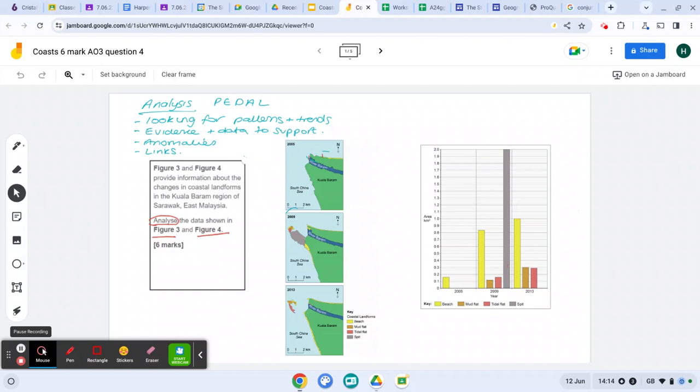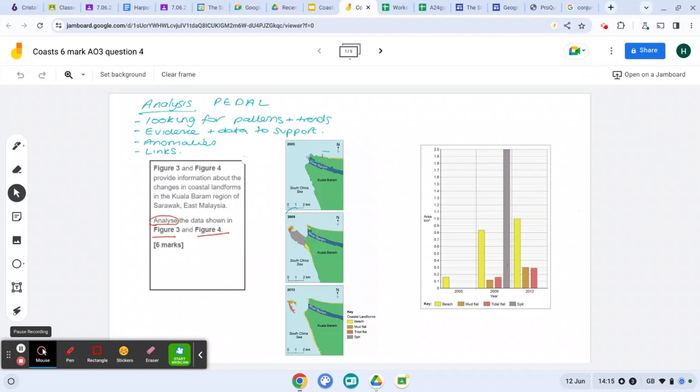You do not want to use your own knowledge in this question. So you don't need to have any explanations for anything you've said. So for example, in this question, if you have identified that in 2009 we have got this spit which has formed on the western coast, you wouldn't then go on to explain the formation of spits.